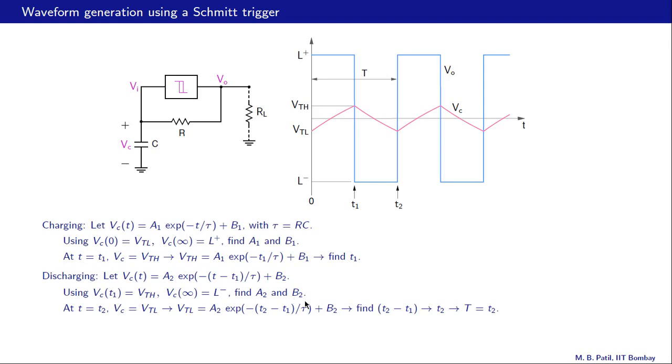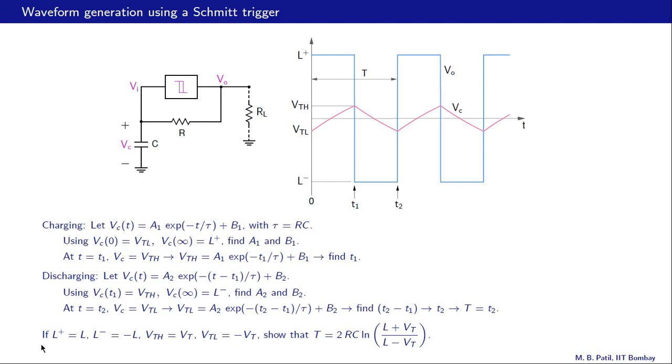And now we can use the condition that at t equal to T2, VC is equal to VTL. So we substitute VTL over here and T2 over here, and then we get VTL equal to A2 e raised to minus (T2 minus T1) by tau plus B2, and A2 and B2 of course are already known from here. Alright, so with this equation we can now obtain T2 minus T1. T1 is already known and therefore we can get T2, and T2 is the same as the time period T.